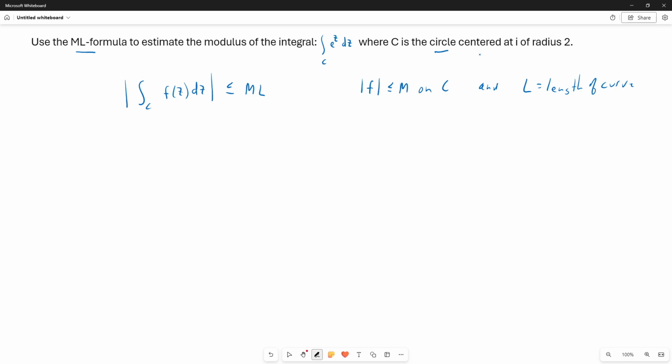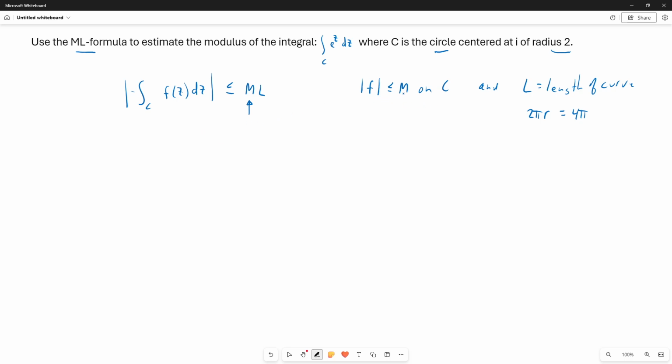So we have a circle of radius 2. So L is going to be 2 pi r, which is 4 pi. So that's L. Now we have to figure out M. Now notice our circle, we don't have a direction. It doesn't say clockwise or counterclockwise. And that's because when you're estimating the modulus, it doesn't matter what direction. Changing the direction would just put a minus sign and it doesn't change the modulus.